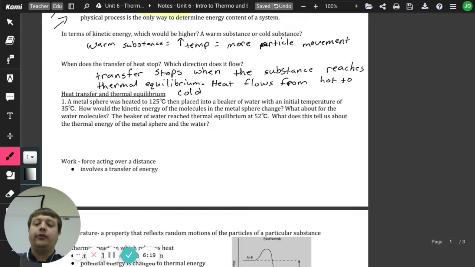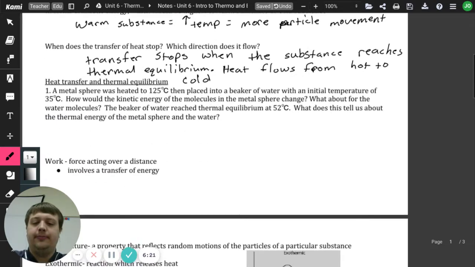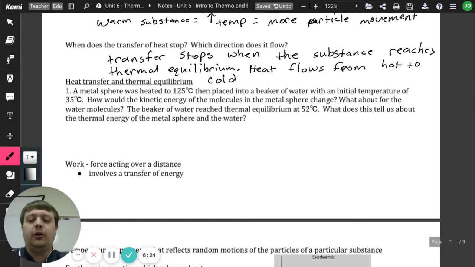Okay, so let's take a look at this question here. It says heat transfer and thermal equilibrium. So a metal sphere is heated to 125 degrees Celsius and then placed into a beaker of water with an initial temperature of 35 degrees Celsius. How would the kinetic energy of the molecules in the sphere change? Well, the kinetic energy would decrease in the sphere. Why? Because energy is going to leave the sphere and go into the water.